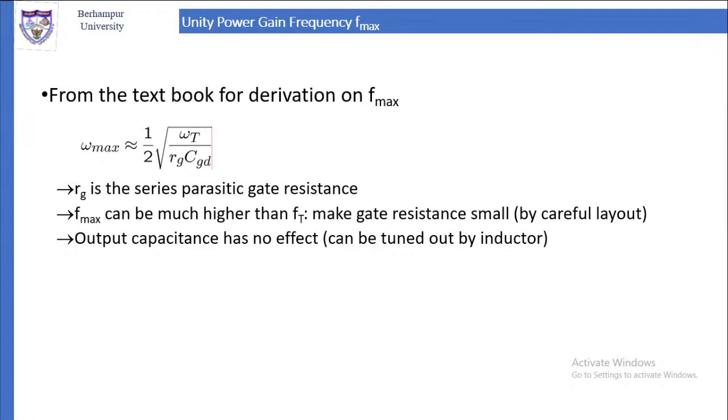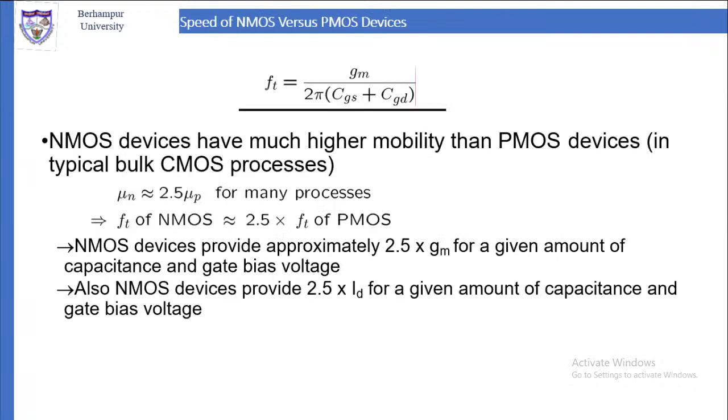You can also see that this can be tuned out by the inductor. If there is some effect, then that can be nullified by adding an appropriate inductor. As you know, capacitance is minus j by omega C, whereas inductor is j omega L. One is positive, one is negative. Add them together by proper amount, they will cancel each other out. So output capacitance has no effect. If there is some effect, that can be adjusted by an appropriate inductor.